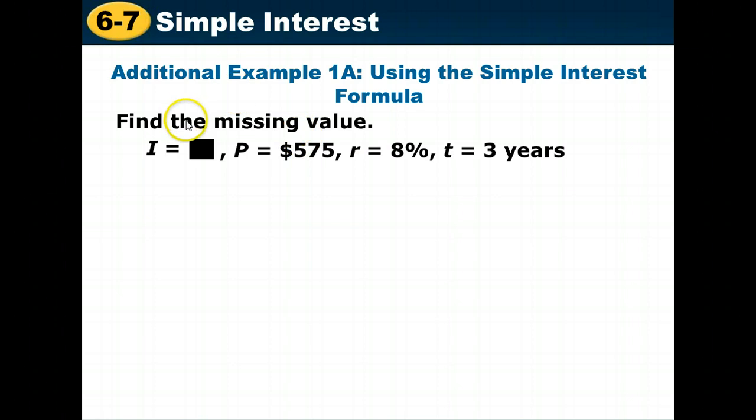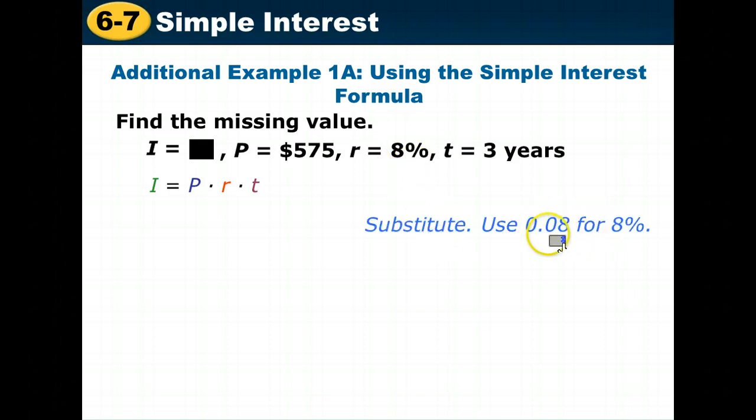Alright, now let's go ahead and do some examples. We have to find the missing value, where here you need to find the interest, and the principal is 575 and the rate is 8% for 3 years. So the first thing you need to do is write down your formula. Now that 8%, you need to change it to a decimal, so that'll be 0.08.